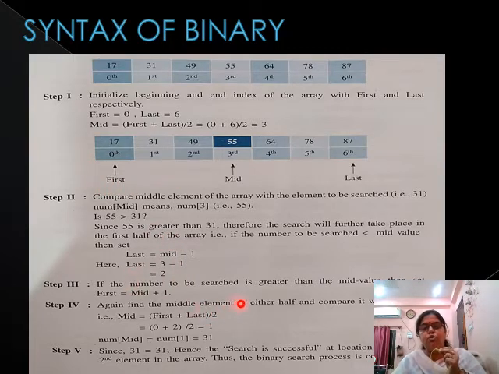If the number to be searched is greater than the mid value, then the new first will be mid plus 1. Again we follow the same procedure, take either half and compare first and last. Now our last is 2 and first is 0, so the mid will become 1. Now we repeat, and we will get our number.